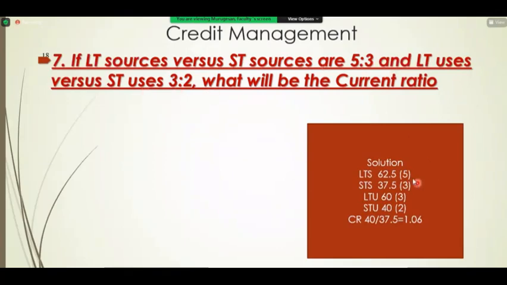So solution. So first one, 5:3. 5:3 means what? Same way, assume 100. So 5:3 means ratio, no? Short form, 5 plus 3, 8. So 100 divided by 8 into 5, 62.5 long-term sources. 3, 37.5, totally 100. And 5:3. Tell it or not? Great. This is how you have to crack. Agreed? All of you are becoming James Bond.